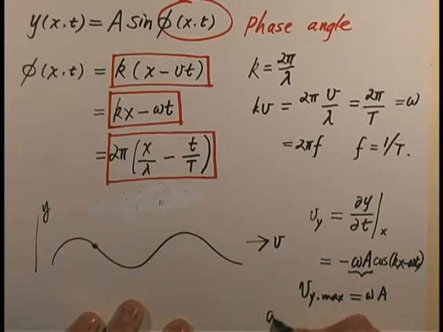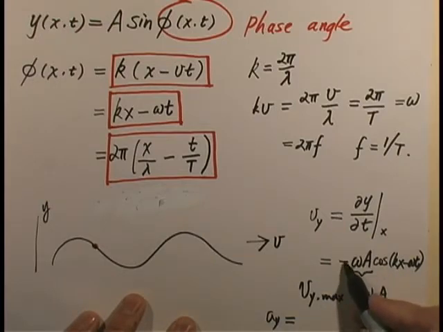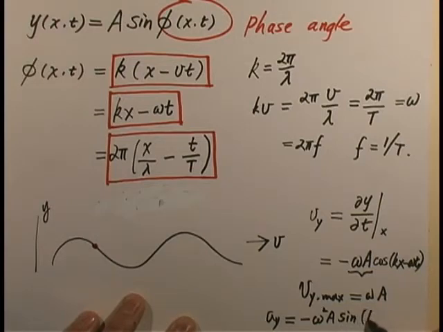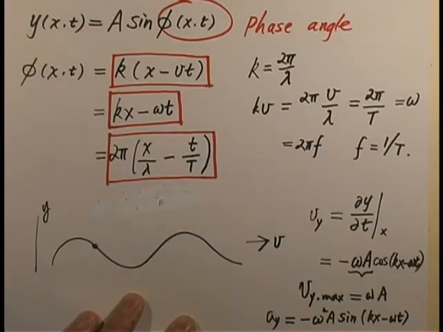So a_y, what is that equal to? You take a derivative with respect to t, again keeping x fixed. So cosine goes back to negative sine. When you do that, you have negative sine, so this becomes positive, but don't forget you have another negative omega sticking out, so the answer is negative omega squared A sine of kx minus omega t. That is the expression for the linear acceleration of this particle going up and down. Now, what is the greatest value?